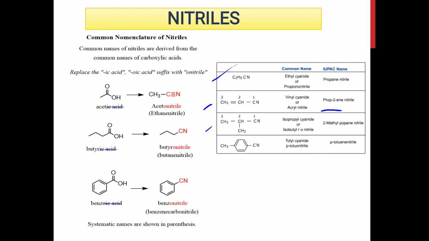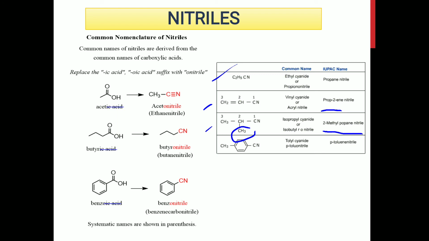Then the third structure. Here we have 3 carbons in the longest continuous chain, and there is one substituent at the second position, that is a methyl group. So we name it 2-methylpropanenitrile. But in the common name it is called isopropyl cyanide or isobutyronitrile.